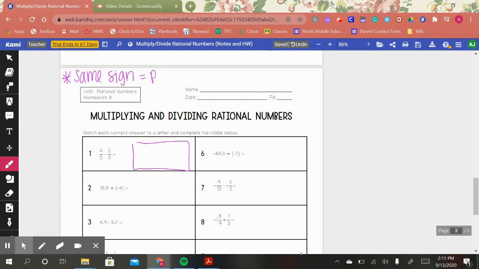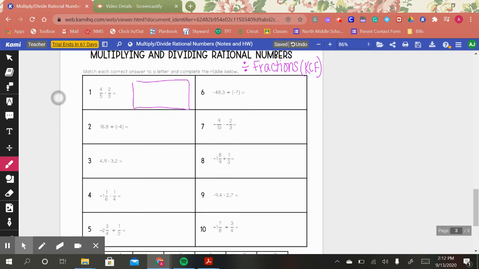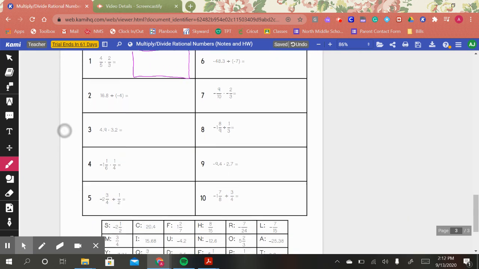Same sign, positive, opposite signs, negative. And then just your rules for division when you're dividing fractions. We want to use keep, change, flip. Okay. Again, please pause that video, work those problems out on your own so that when you get to the homework side of things, you have just a little bit extra practice and you're able to work those out on your own.